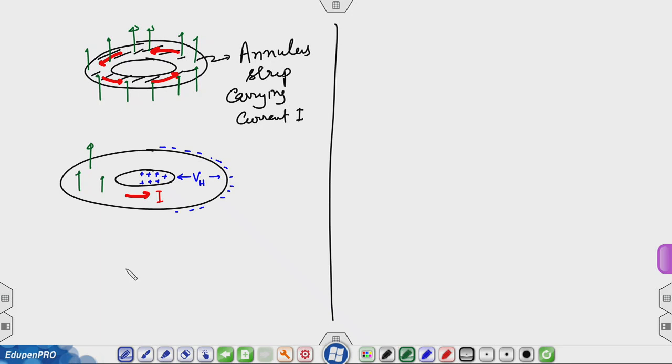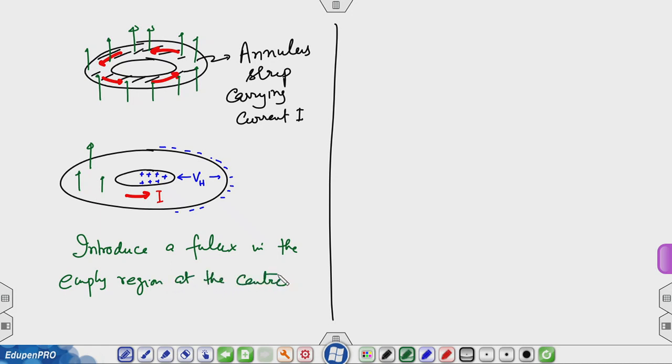Now, what you do is introduce a flux in the empty region at the center. So, what you are doing is taking this annular strip and introducing a flux right here. As you introduce this flux, it is going to generate an electric field.